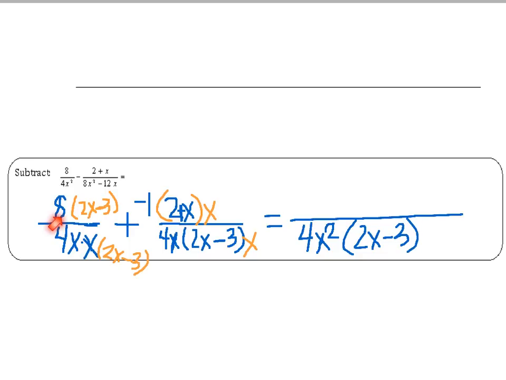So here I've got 8 times 2x. 8 times 2x is 16x. And I've got 8 times a minus 3, that's minus 24. Plus, on this other side, I've got negative 1 times x, that's negative x, times 2 is negative 2x. So I've got minus 2x. And then negative 1 times x again, that was where I got my negative x, times x is negative x squared.